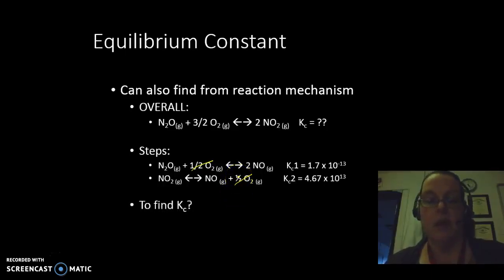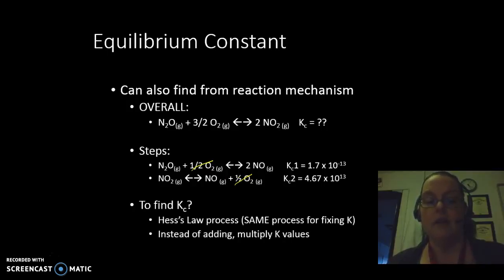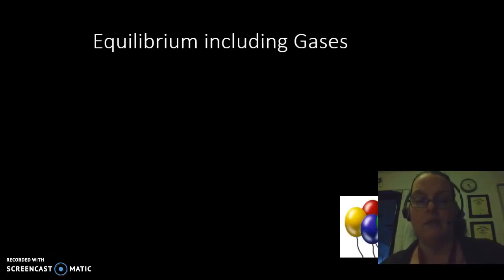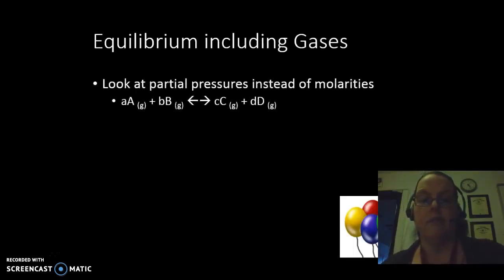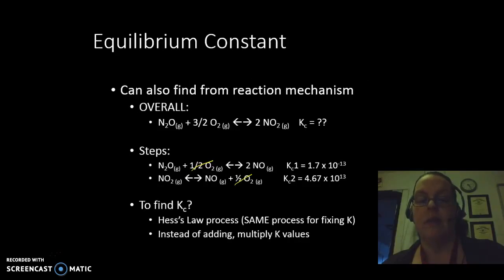So here we go. To find Kc, Hess's law, the same process. Okay, so instead of adding, multiply K values. So here we go. That one didn't make very much sense, and I'll go over that in class tomorrow.